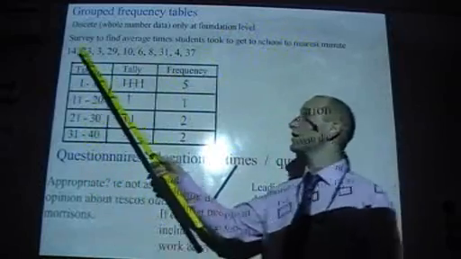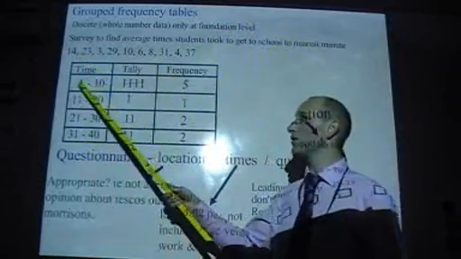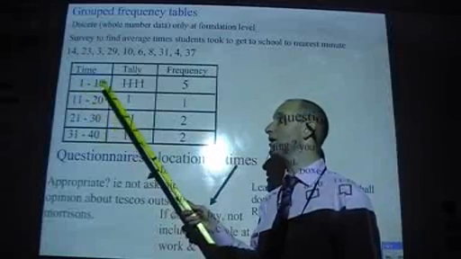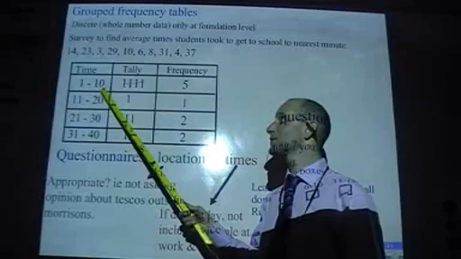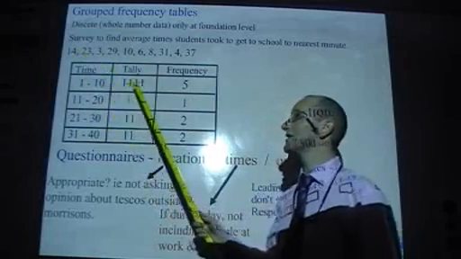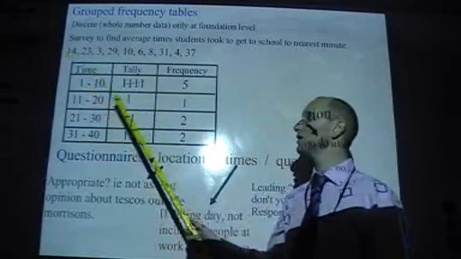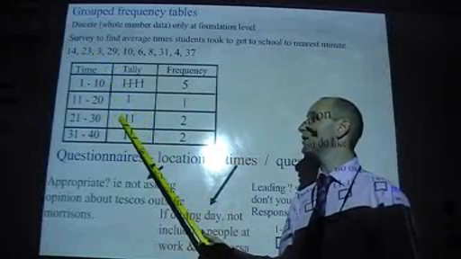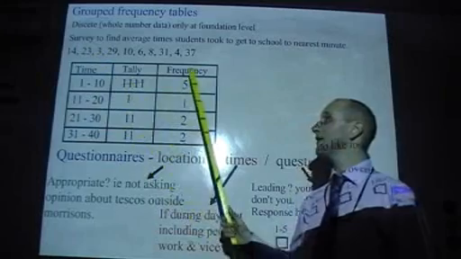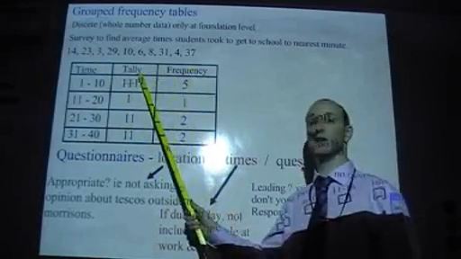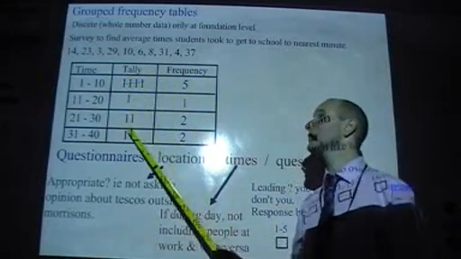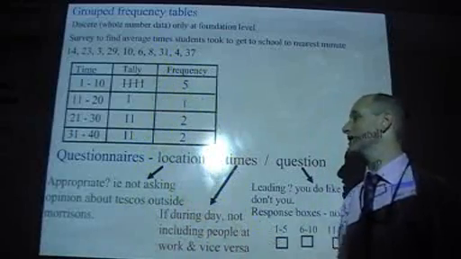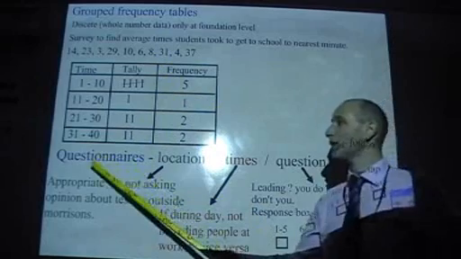Okay, so I get these, making sure that they're the same distance apart, making sure there's no overlap and no whole number gaps, and then I just get my data and I tally it in here. So 14 is between 11 and 20, 23 is between 21 and 30, etc. And then my frequency is simply the number of each of my tallies. So that's pretty straightforward, putting data into a group frequency table.